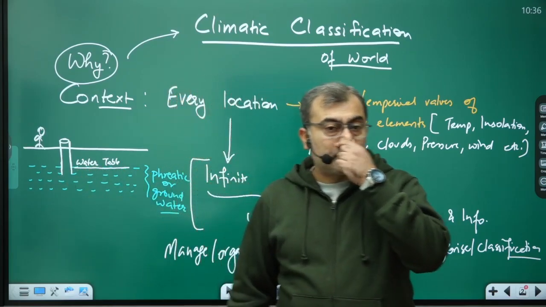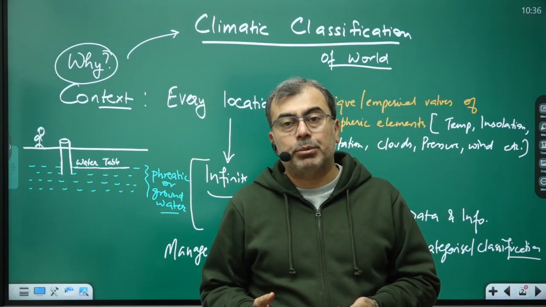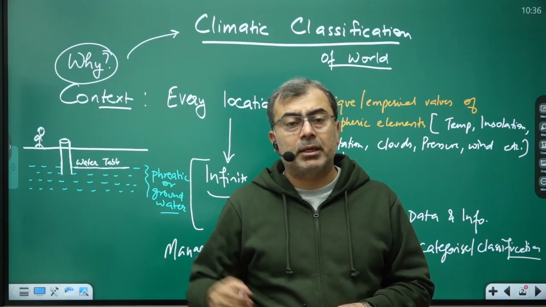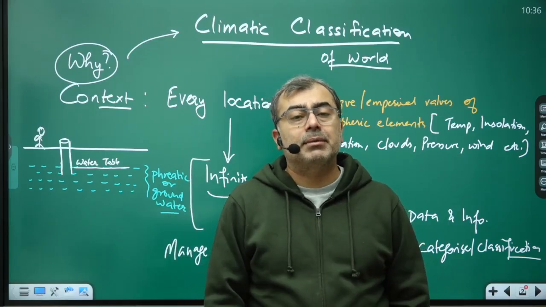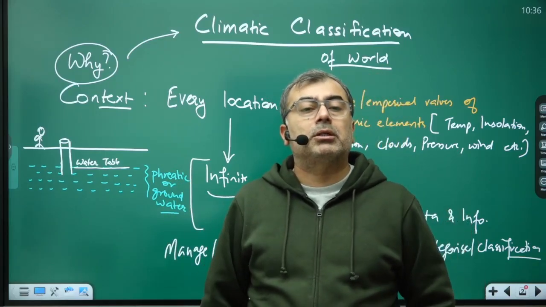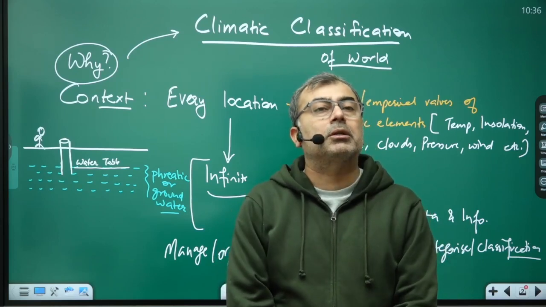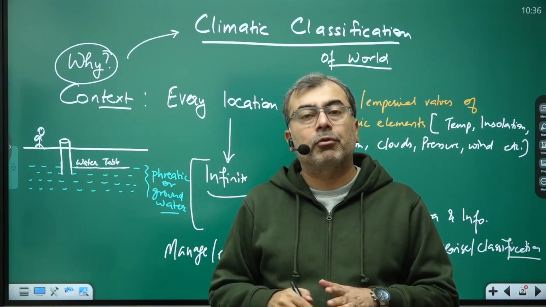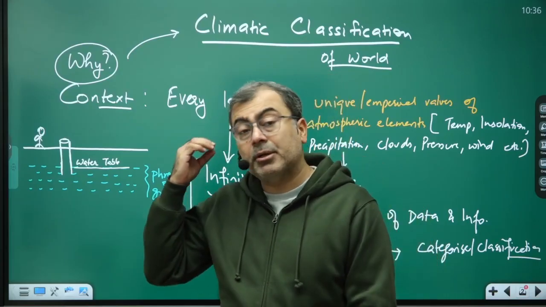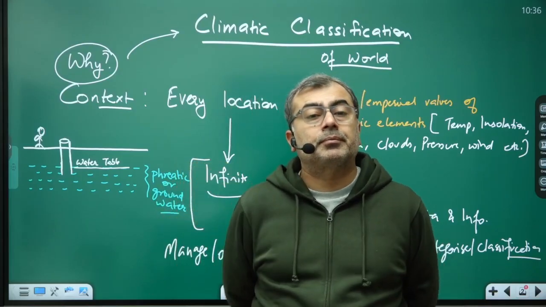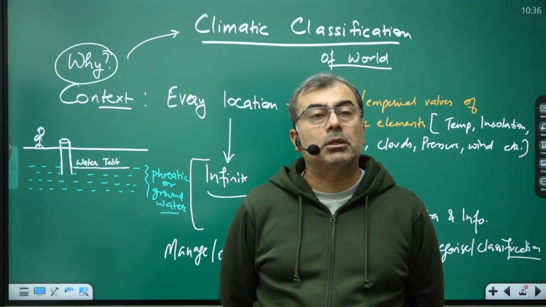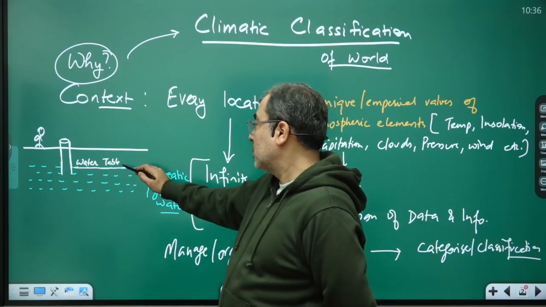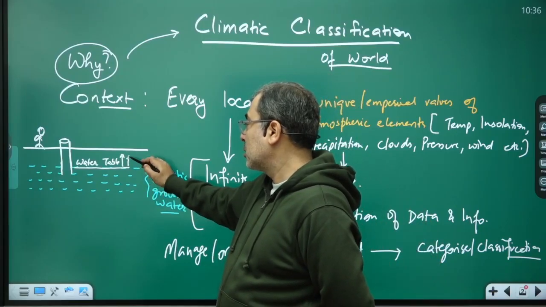Now tell me, if there is a lot of rainfall happening, and a lot of water is getting seeped in, what will happen to the water table? A lot of rainfall, plenty of rainfall, monsoon season. What will happen to the water table? So the water table will rise. Will it rise or not?